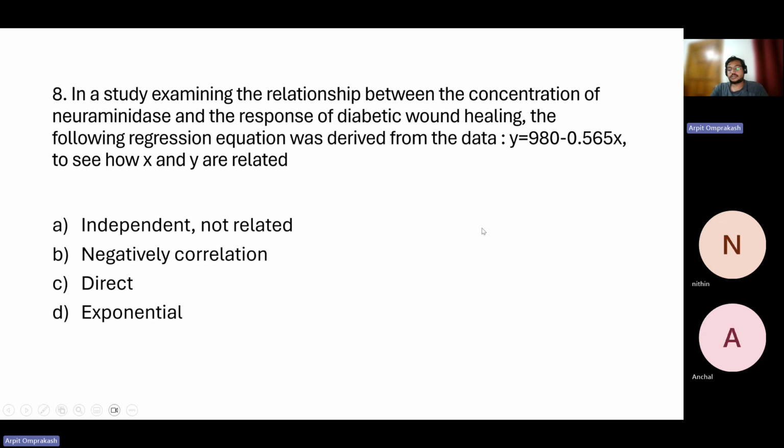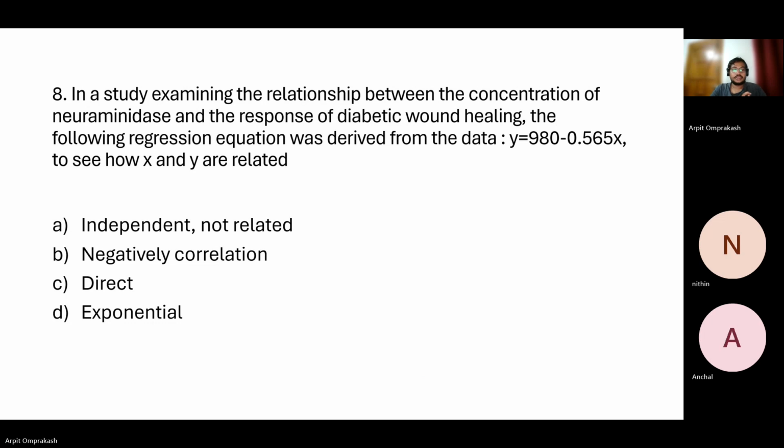Next question is, in a study examining the relationship between the concentration of neuraminidase and the response of diabetic wound healing, the following regression equation was derived from the data. So y equals 980 minus 0.565 times x. To see how x and y are related, we are given four options.